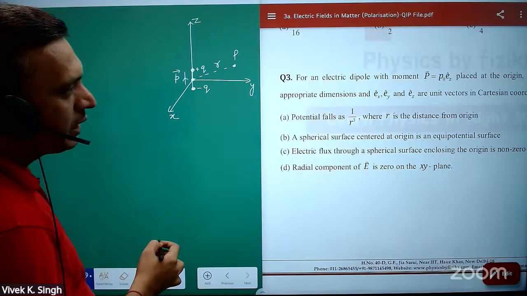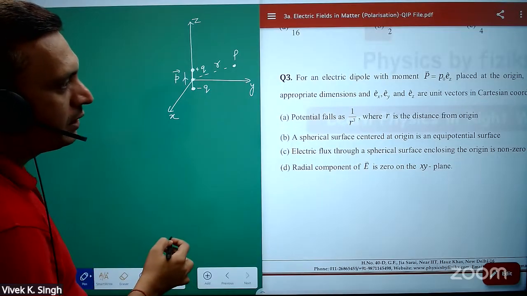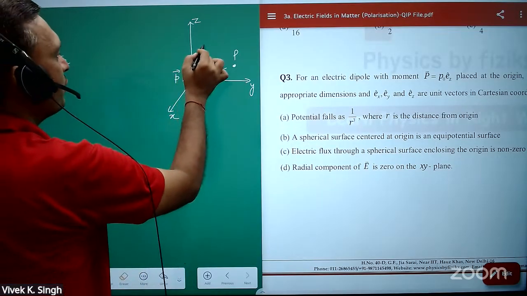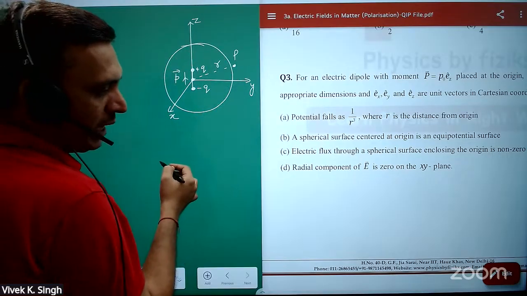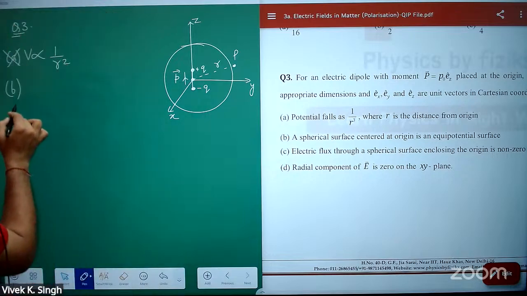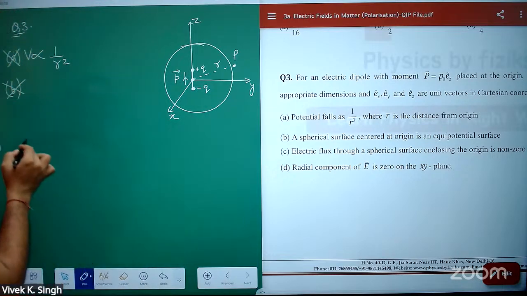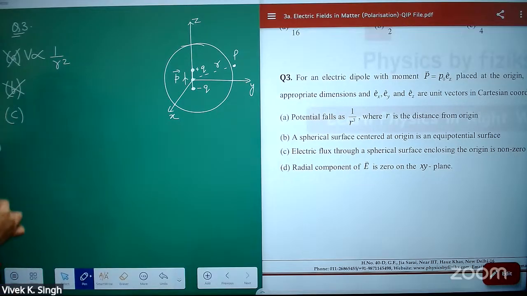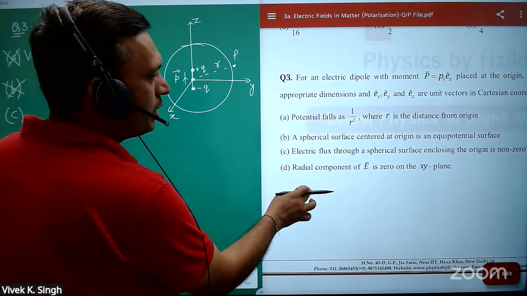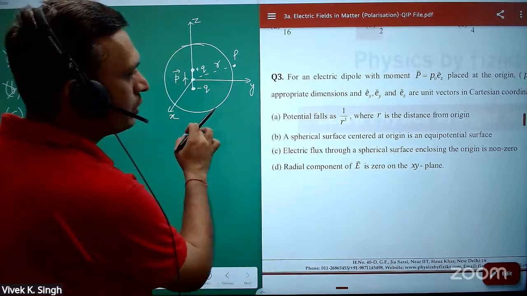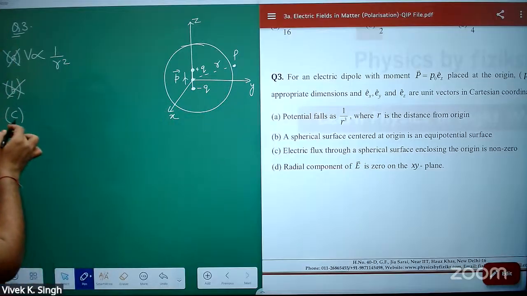Now, a spherical surface centered at the origin is an equipotential surface. If you draw a sphere, at different points the potential will vary. So that option is also incorrect. Now the C part: the electric flux through a spherical surface enclosing the origin is non-zero. No, it will be 0. So option C is also incorrect.